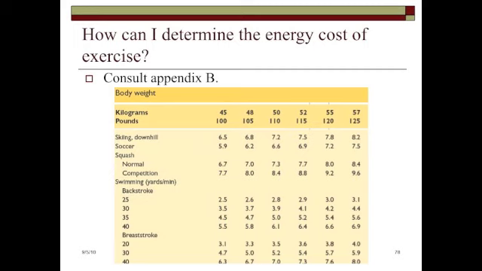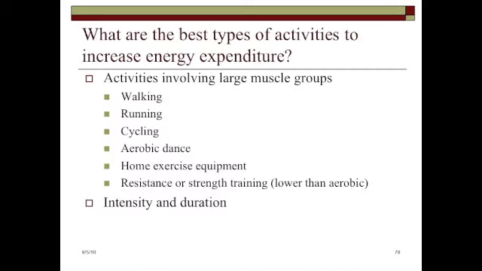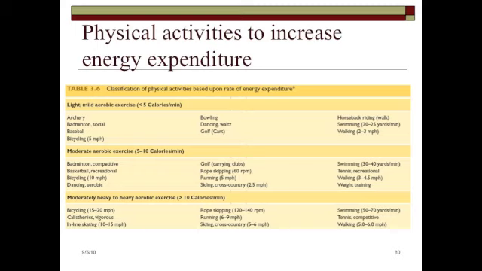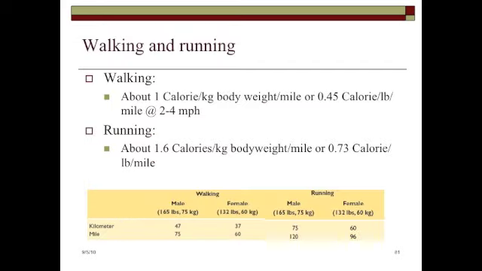Charts like this one will help you determine your energy cost of exercise. Generally, activities involving large muscle groups are going to be the best types of energy expenditure activities, such as walking, running, and cycling. Here's a nice chart from your textbook. This breaks the activities down into light, moderate, or heavy types of exercise. Compare the energy expenditures between males and females and between walking and running.